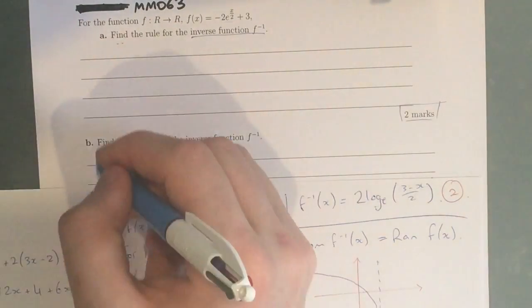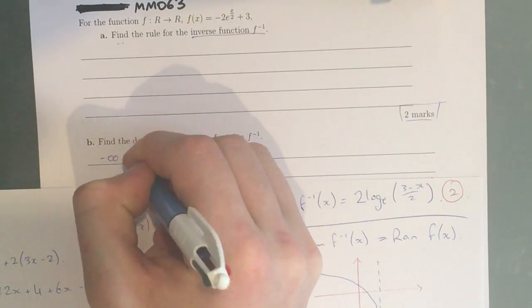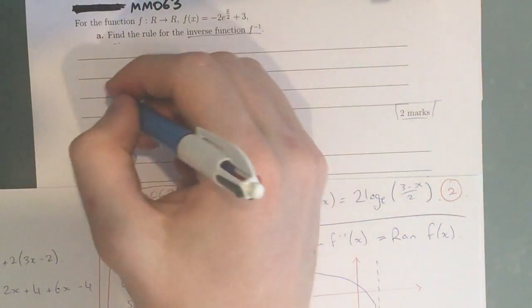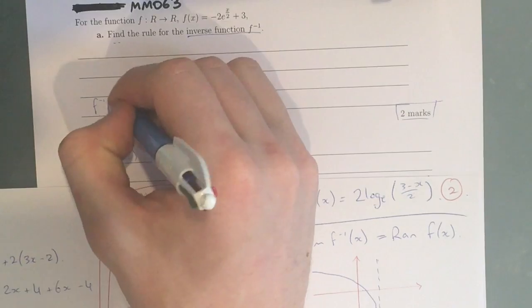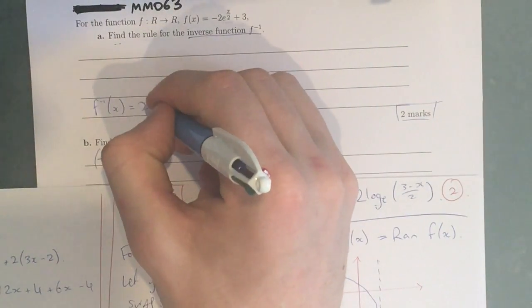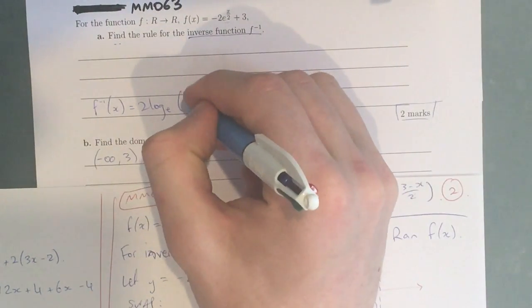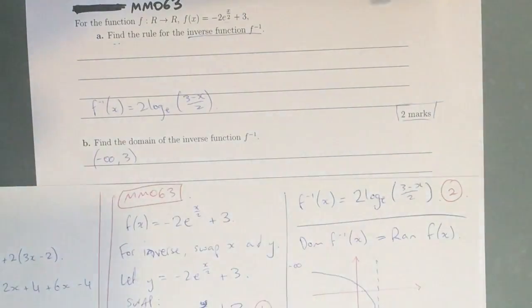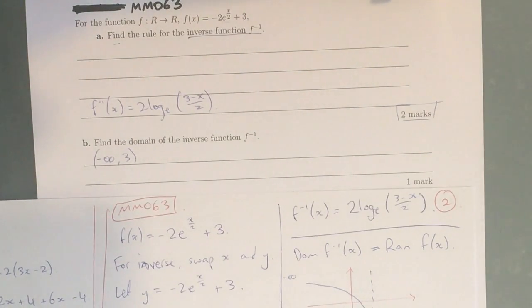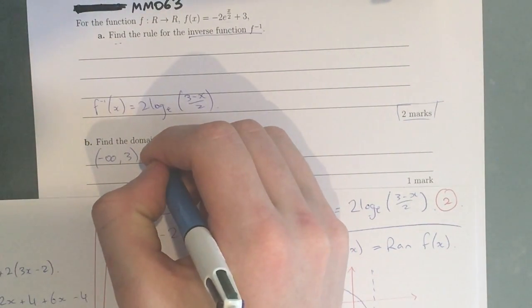Which means that our final answer is negative infinity to 3. And our final answer up here is f inverse of x equals 2 log e of 3 take x over 2. And because this is just 1 mark, that is just 1 mark there.